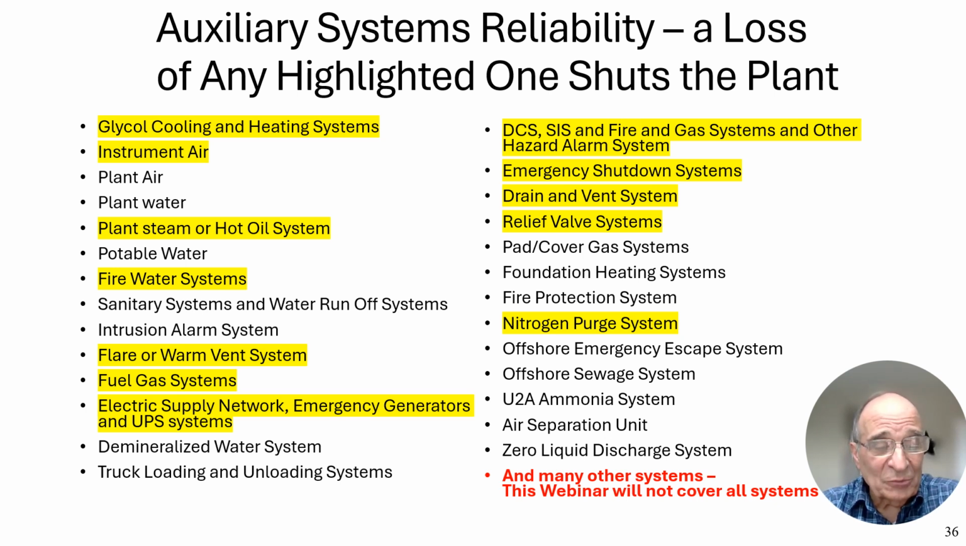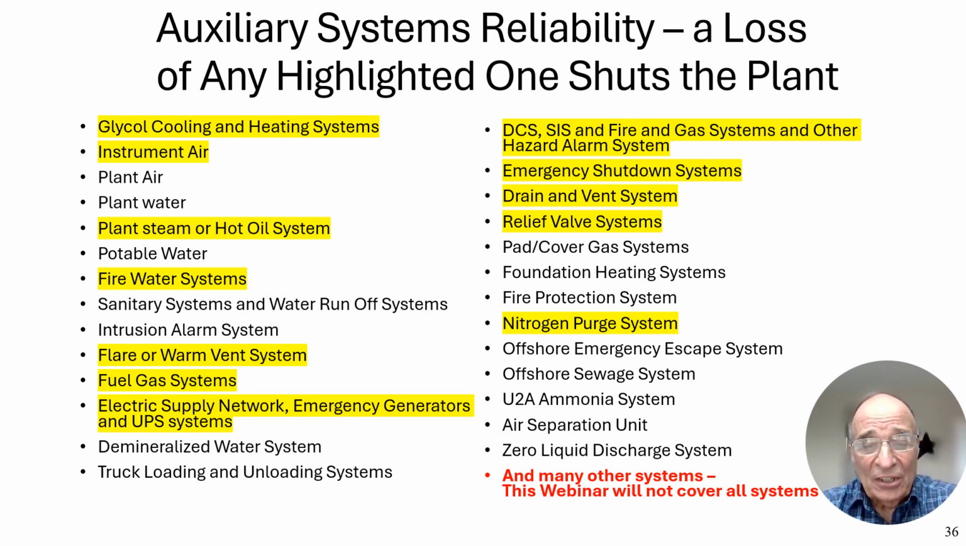Certainly, a fuel gas system will not work without the heat that's needed for certain processes. Electrical supply, well, that's a no-brainer. No electricity, no plant operations. DCS, SIS, fire and gas systems, other hazard alarm systems, emergency shutdown systems, drain and vent systems, relief valve systems, nitrogen purge systems. All of these are essential to operating the plant. The other systems are required but not necessarily essential.